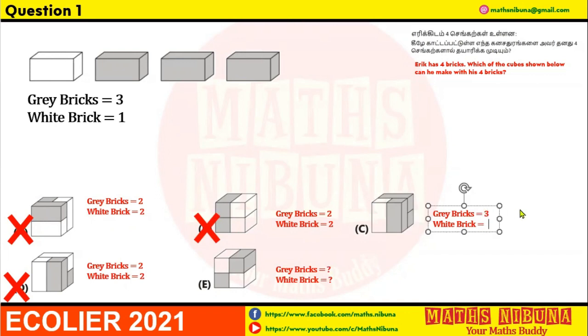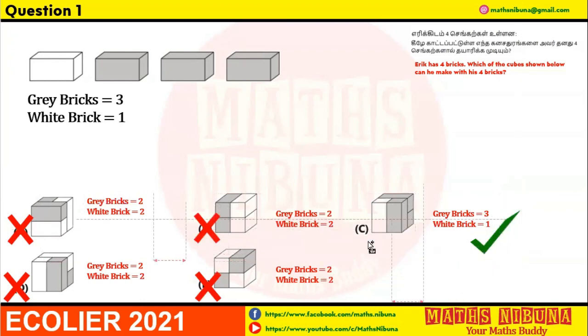So we have 3 gray, 1 white. Okay, let's check the last one, E. E also has 2 gray, 2 white. So 2 gray, 2 white, we reject. That means A, B, D, E cannot be. So the only possible answer is C. The answer for question 1 is C.